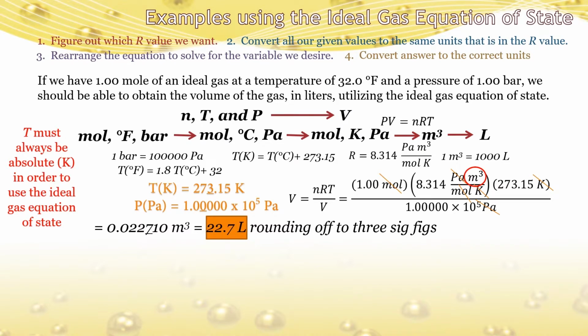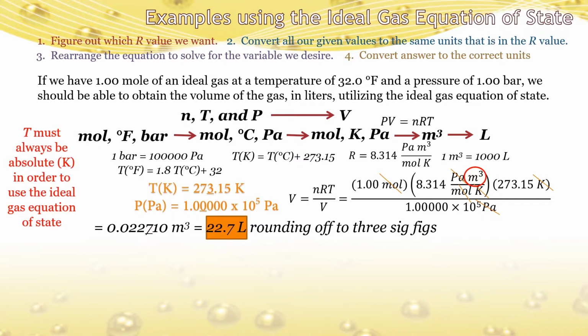So we get a computed volume of 0.022710 meters cubed. The problem statement wanted the volume in liters, so we multiply by 1,000 in the last step of the map using the relation that 1,000 liters equals 1 meter cubed. And finally, we round off to 3 sig figs, obtaining the answer 22.7 liters.